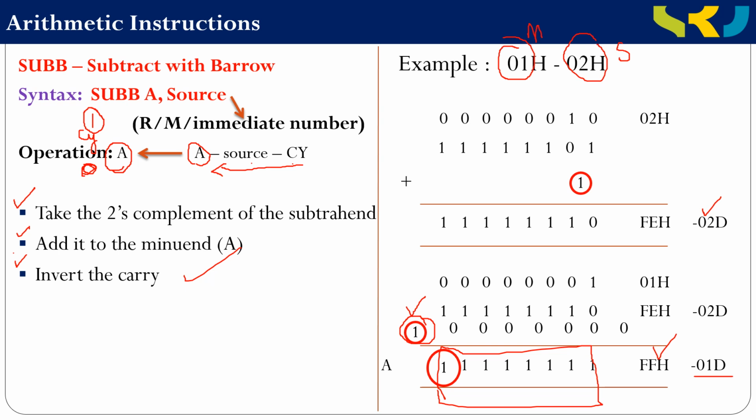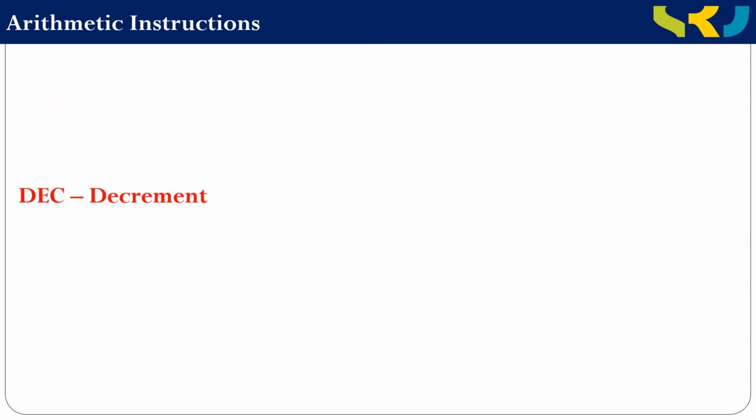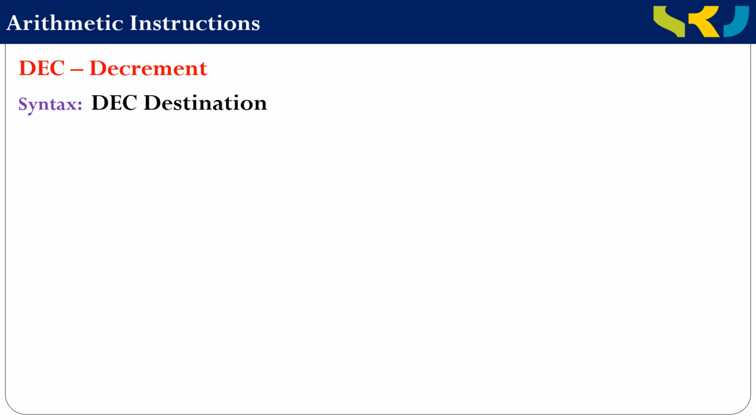Next we need to move on to one more instruction, that is the decrement instruction. The decrement instruction is also similar to increment. The syntax for decrement is DEC destination, where the destination may be a register or any memory location only. The operation is similar, except that here it is decremented.